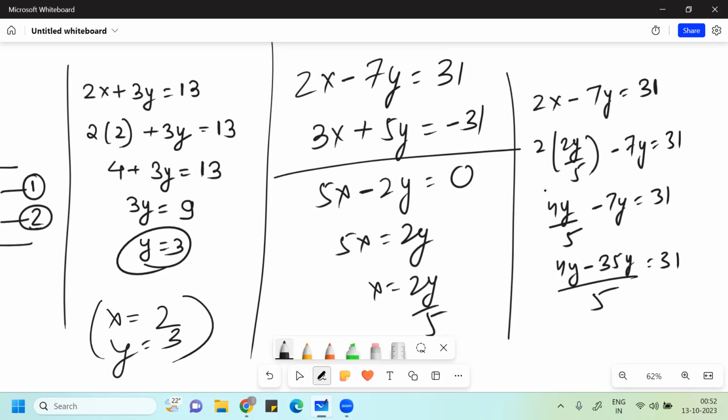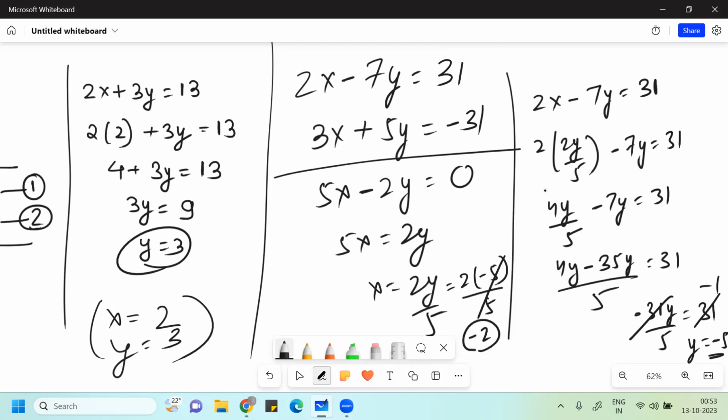So this is minus 31y by 5 is equal to 31. So this will give you -1. So the y value is -5. You'll get the y value. If I get the y value, I can find the x value. So if the y value is -5, then what is the x value? This is 2 into -5 by 5. So the x value is -2.